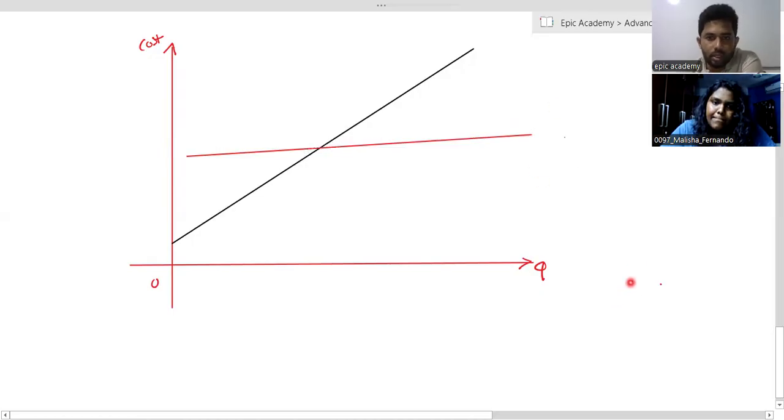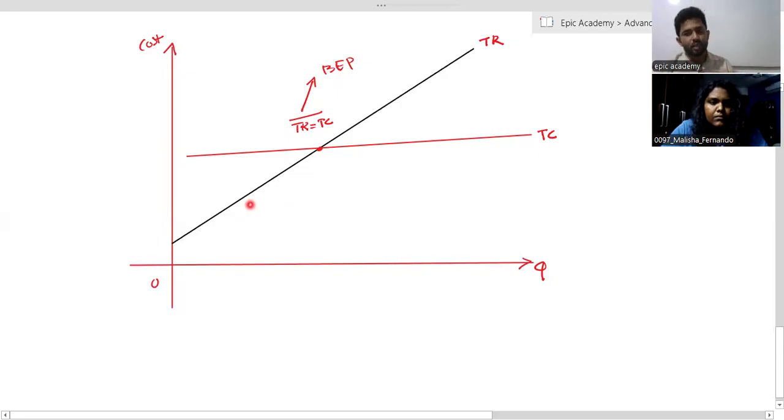Right. Just consider this is total cost. This is not a parallel line with the curve. This is total revenue for any kind of organization. You can identify in here the total revenue is exactly equal to the total cost. We can call that kind of position the break-even point.